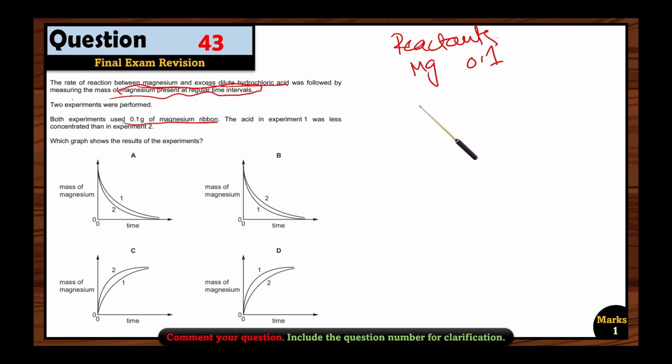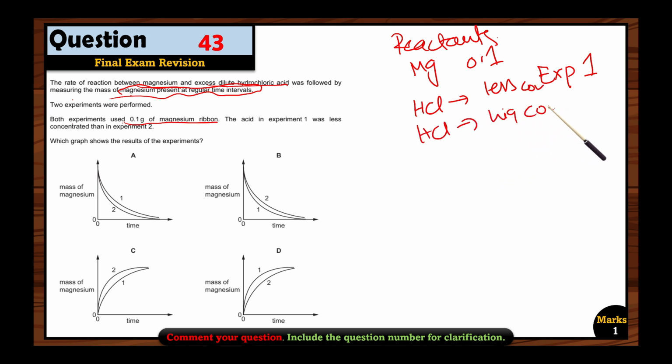The acid in experiment 1 was less concentrated than in experiment 2. So the HCl, the acid that was used, was less concentrated in experiment 1. So in experiment 2, it means it was highly concentrated. So the rate of the reaction will be higher in experiment 2. Clear? So now let's see one by one.